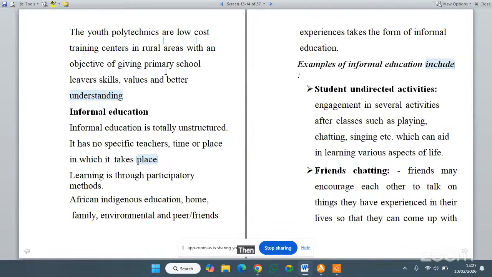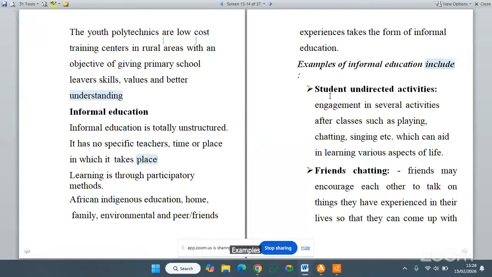Then we look at the third type, which is informal education. Informal education is totally unstructured. It has no specific teachers, time, or place in which it takes place. Learning is through participatory methods. African indigenous education, home, family, environmental, and peer experiences take the form of informal education.